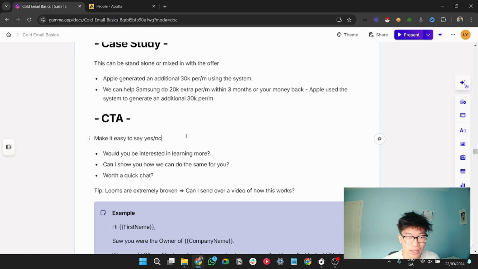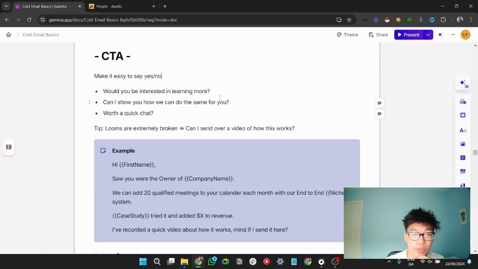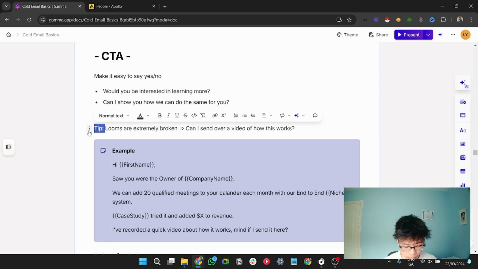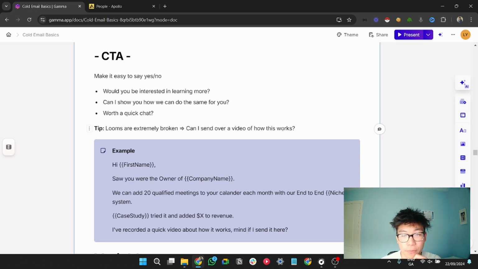So, would you be interested in learning more? Can I show you how we can do the same for you? Worth a quick chat? So, very, very simple. A tip here is Looms. I'm just going to make this bold because it looks nice. Looms are extremely powerful. Can I send over a video of how it works?